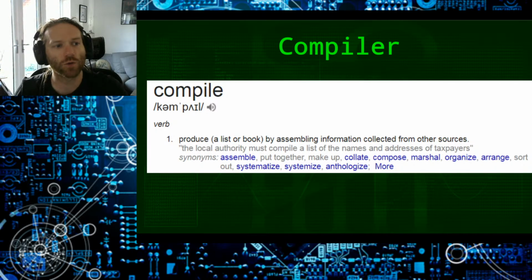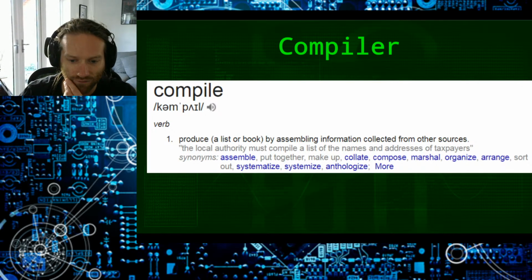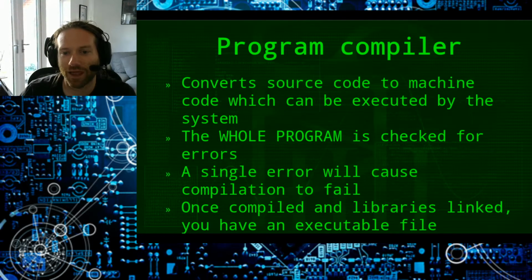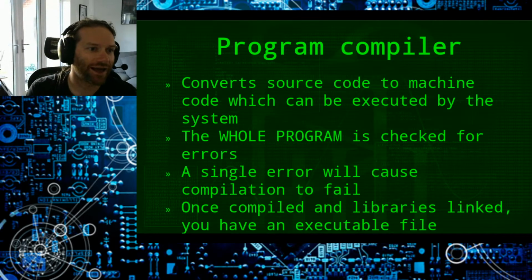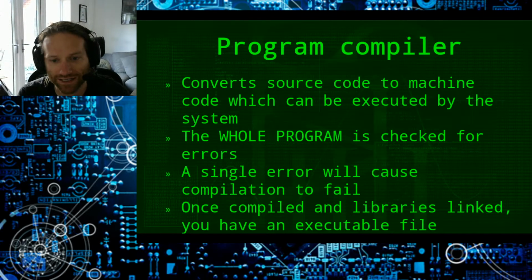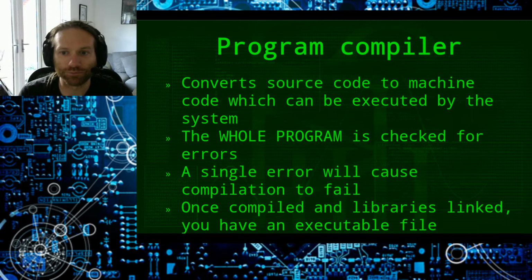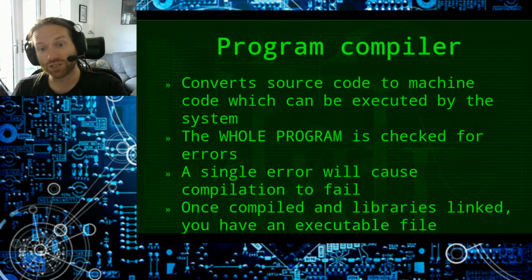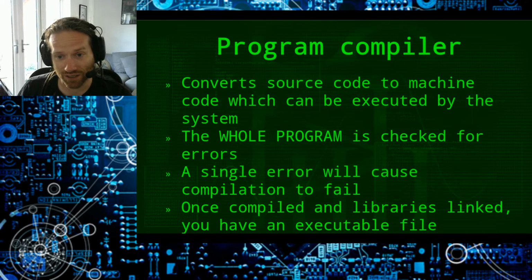So hope you've got your notes open, because here we go. We're going to note the F up here. Program compilers. They do the same thing as interpreters, but they do it in a different way. So this is what a program compiler does. It converts your source code to machine code, just like an interpreter, because your computer needs to have machine code in order to run.